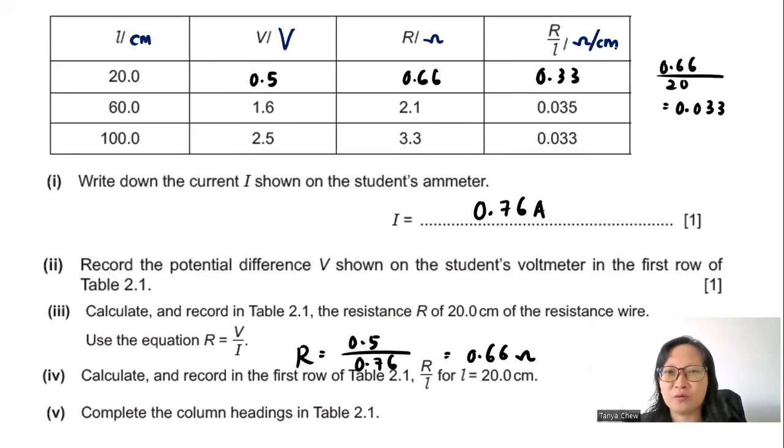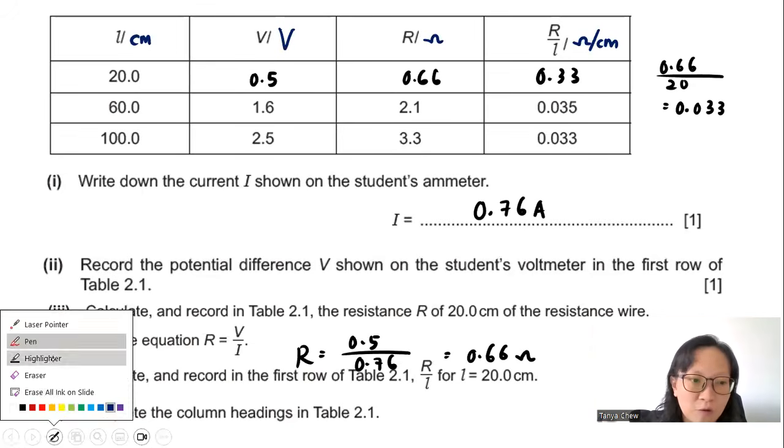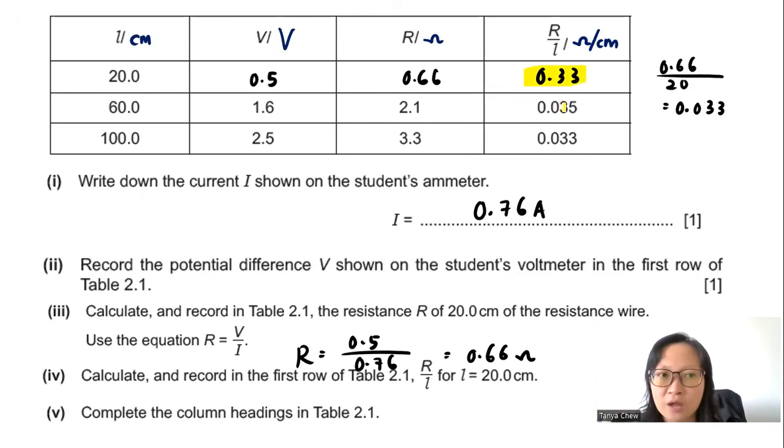So when I look at all the values of R over L for 20 cm, 60 cm and 100 cm, I don't see a very big difference, because the difference between all the readings is only 0.02. Oh, I wrote it wrongly here. It is supposed to be 0.033. So the difference is only 0.002, which is very, very small.